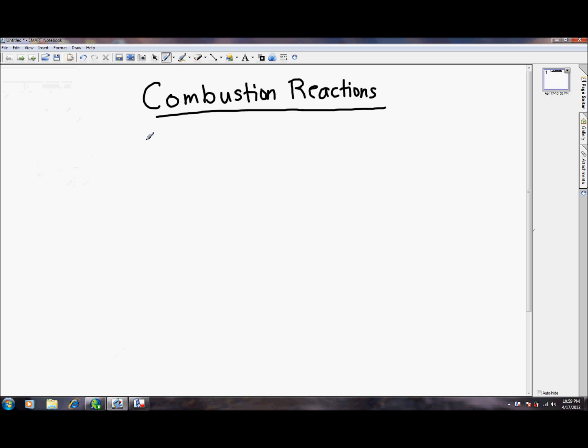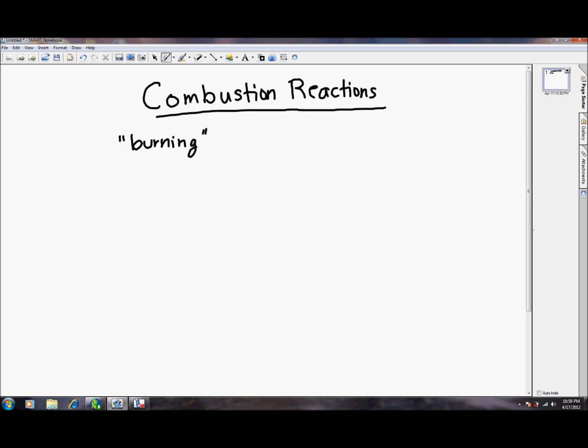Combustion reactions are somewhat familiar to most students. However, what combustion actually is usually somewhat less familiar. When we think of something combusting, we tend to think of something burning.